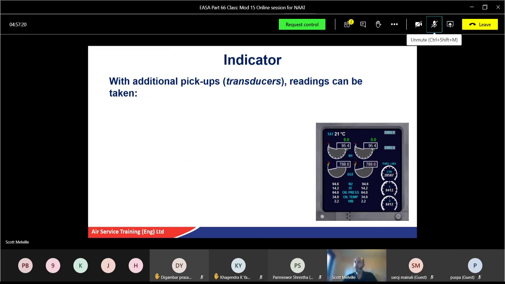Additional pickups, transducers, readings can be taken, so we can add more transducers at different positions of the aircraft. What I mean by that is tangentially, axially, and radially. Okay, I'll show you a diagram in a minute as well.